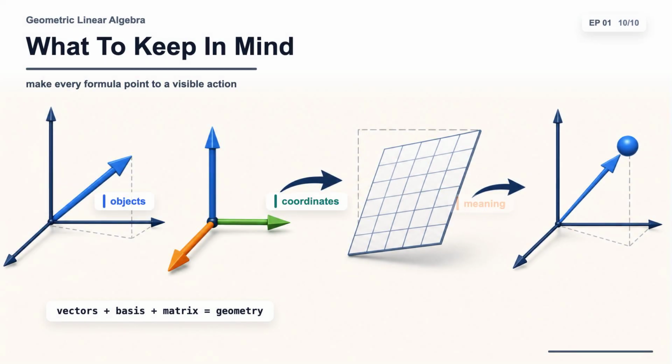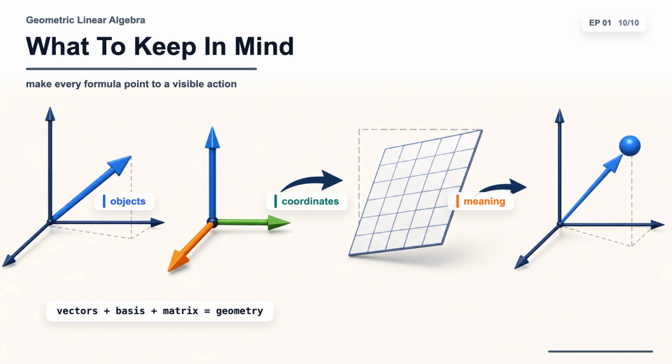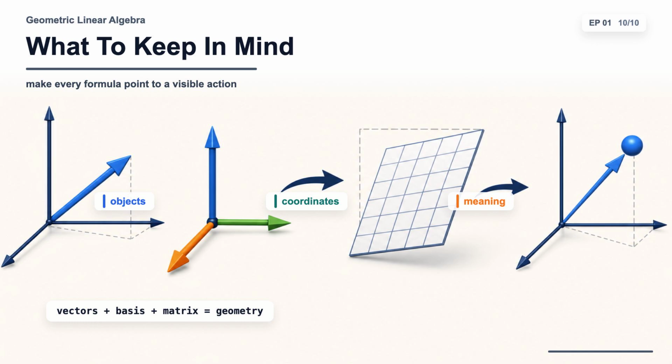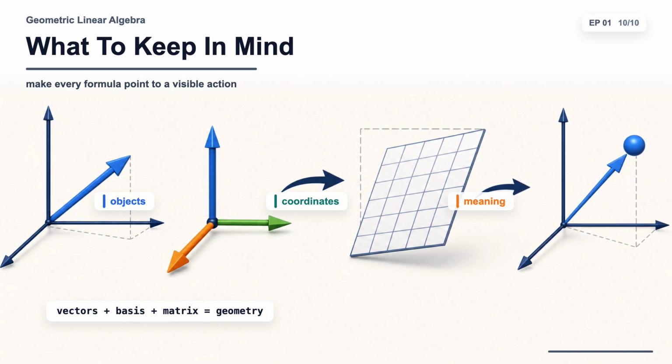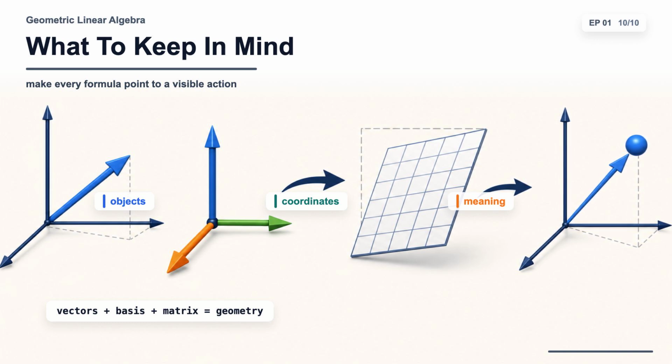Here is the main idea to carry forward. Vectors are geometric objects. Coordinates are how we describe them using a chosen basis. Matrices transform the whole space by moving the basis directions. And equations like Ax equals b ask whether a target point can be reached by that transformation. If you keep that picture in mind, the formulas will start to feel much less arbitrary.